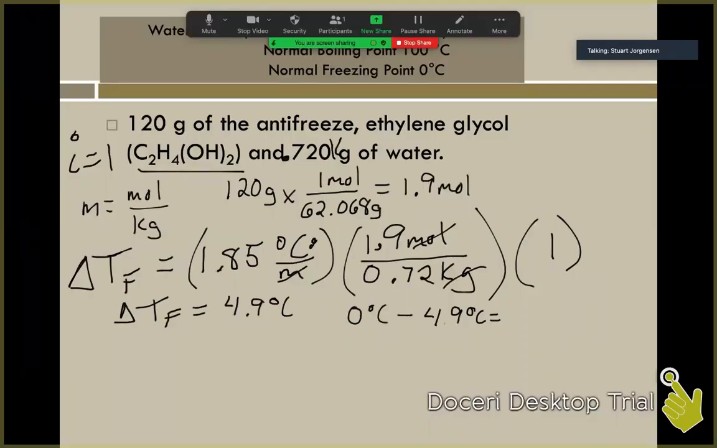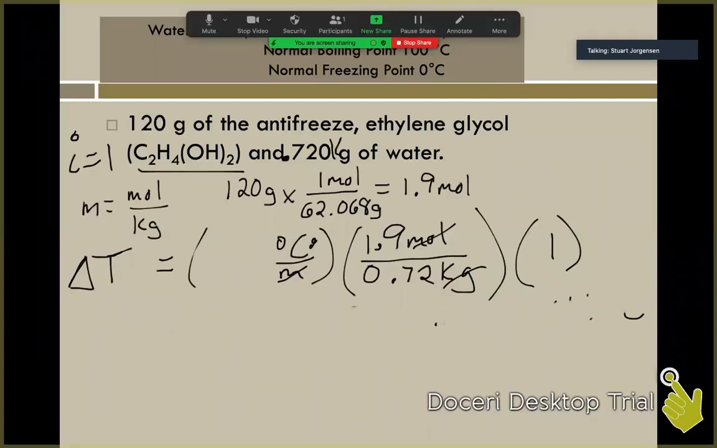We end up with then our new freezing point is negative 4.9 degrees Celsius. So we actually have to get it all the way down to negative almost 5 degrees to get that solution to freeze. Cool. Let's go ahead and check our other one here. I'm going to erase just a little bit because I think our setup is almost identical for the boiling temperature. The only difference is going to be our constant. For the change in boiling temperature, we have a new Kb. Our Kb now, however, from up above is 0.515.